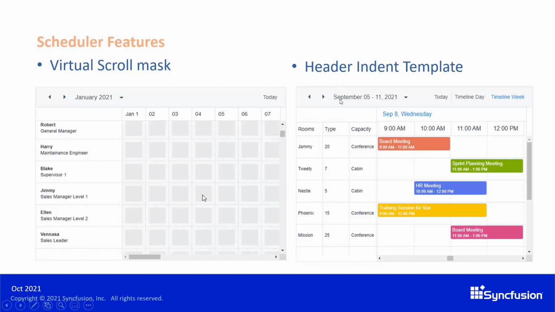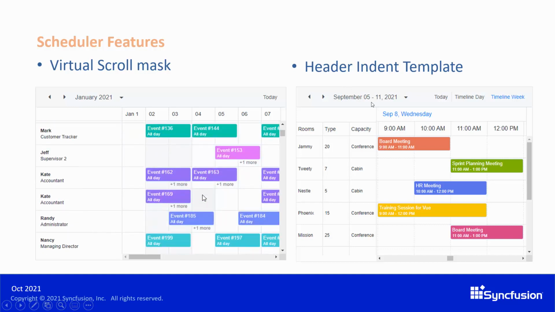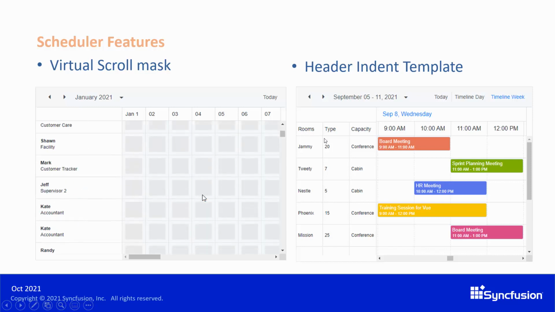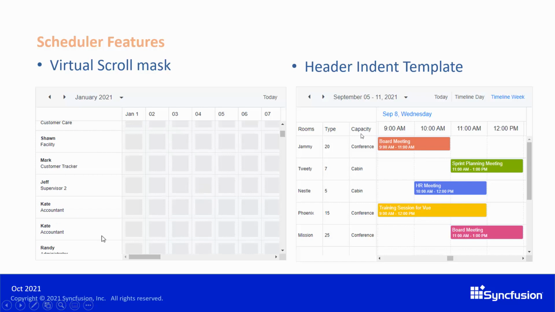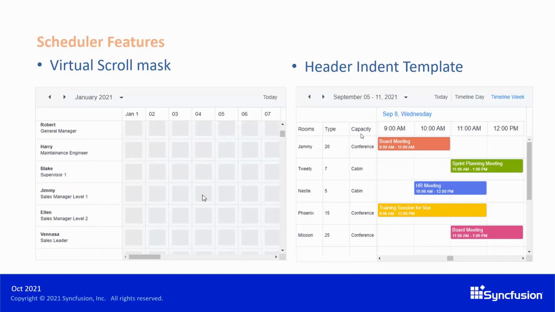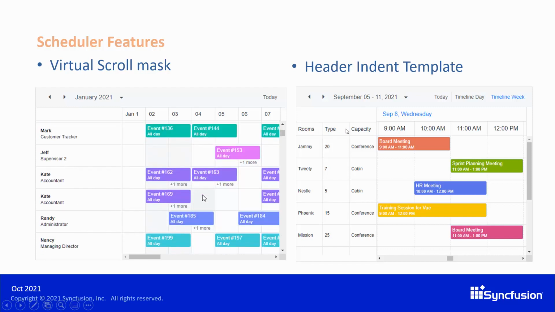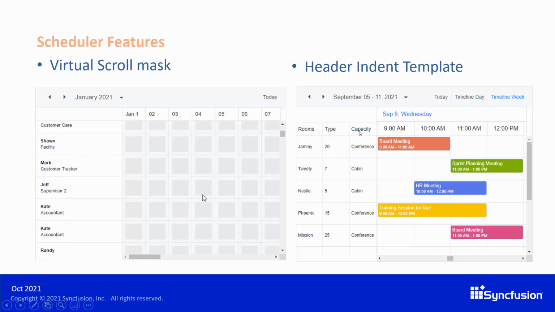The next feature that is added to the scheduler is the header indent template. Here you can see the header rooms, type, capacity, like that. Previously we customized this at the application end. So now we have added built-in template support to do this customization.